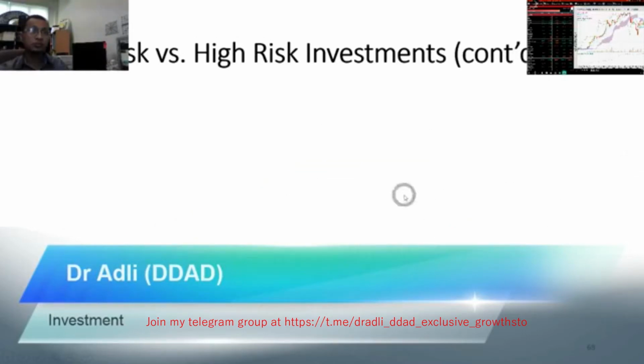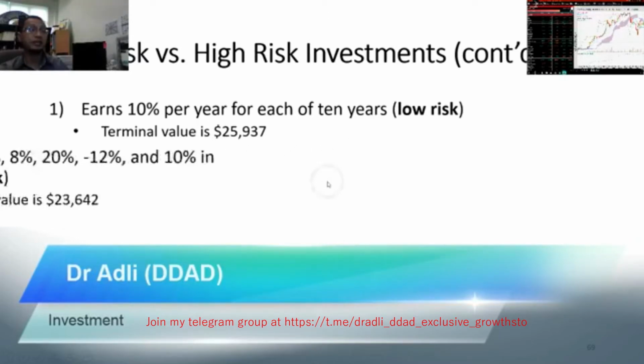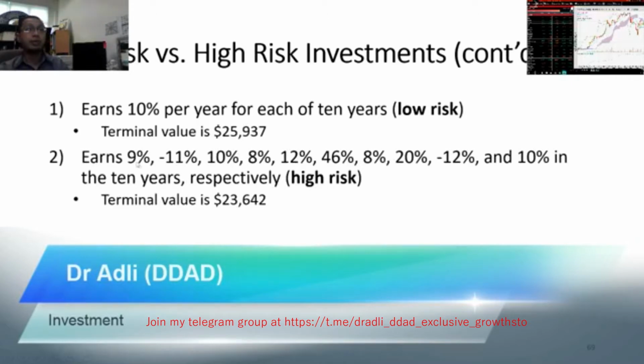So basically, if one earns 10% per year for each of 10 years, it is actually low risk because your terminal value is 25,937. But if you have these very volatile securities, in 10 years also, your terminal value is 23,642, which is less than the one that has a very constant return every year. So the lower the dispersion of return, the greater the terminal value of equal investment.